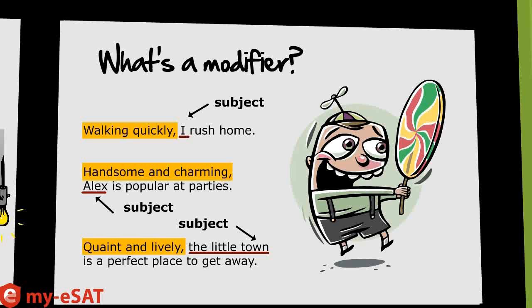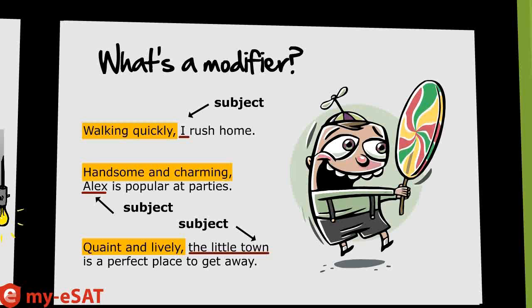Okay, let's go to the third sentence. It reads, "Quaint and lively, the little town is a perfect place to get away." You probably know the drill by now. The first part of the sentence highlighted in yellow is the modifier, and the subject is right after the modifier. So the little town is the subject, and it's the little town that is quaint and lively.